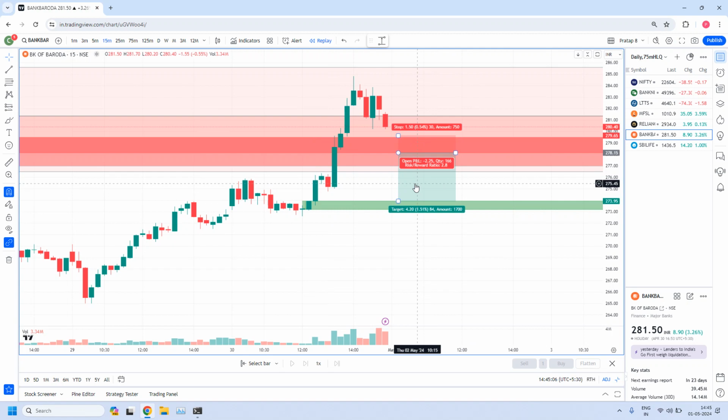And another reason why you should reject this. The reason is risk. The risk of this particular zone, the supply zone, is more than 2%. 2.3% risk is there for this zone. When you have 2.3% risk, what is the maximum acceptable risk?